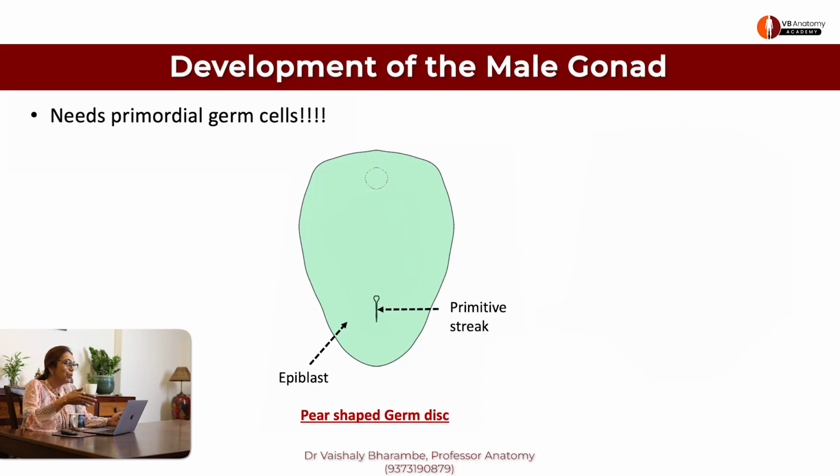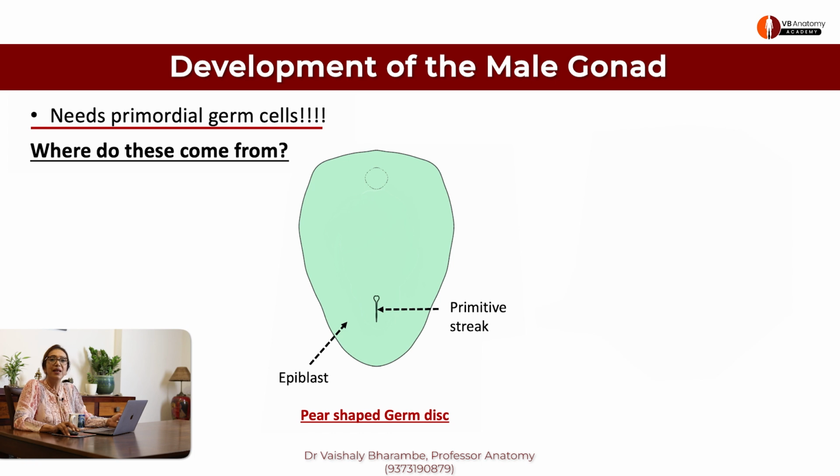Now from this I want to create a gonad. What is the thing that I need to develop testes? I need primordial germ cells. I need the germ cells, right? Where am I going to get them from?